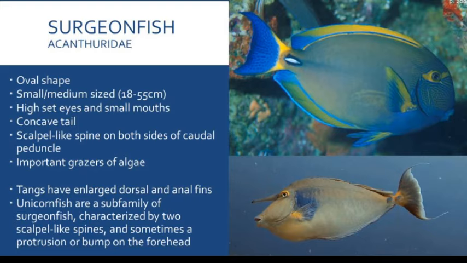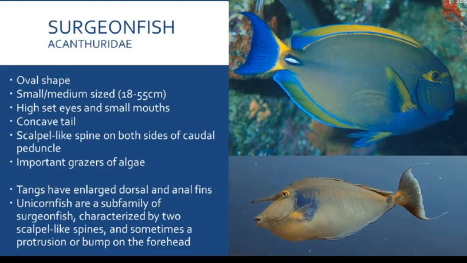They've got what we call a concave tail, so you can see the tail flits in, kind of like a moon. The really distinguishing feature of surgeonfish is that they have that scalpel-like spine on both sides of the caudal fin, of the caudal peduncle, sorry. So you can see the spine over here, and they use that for defense. If they get a bit threatened, they'll flick their tail, and that pokes the spine out, and they'll deter their predators that way.